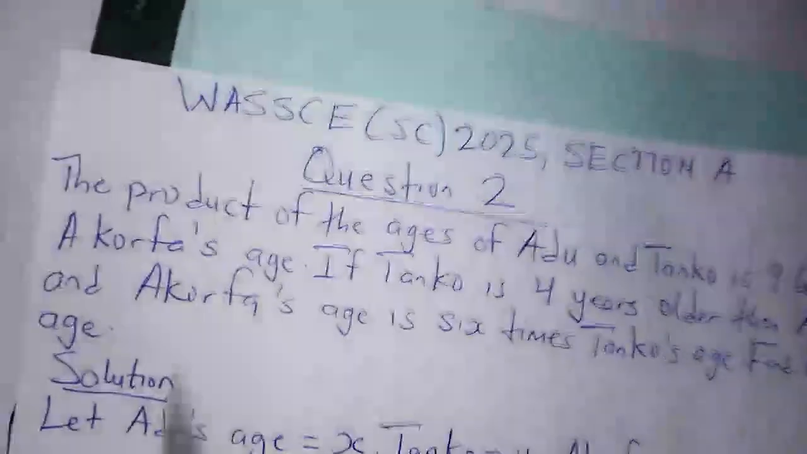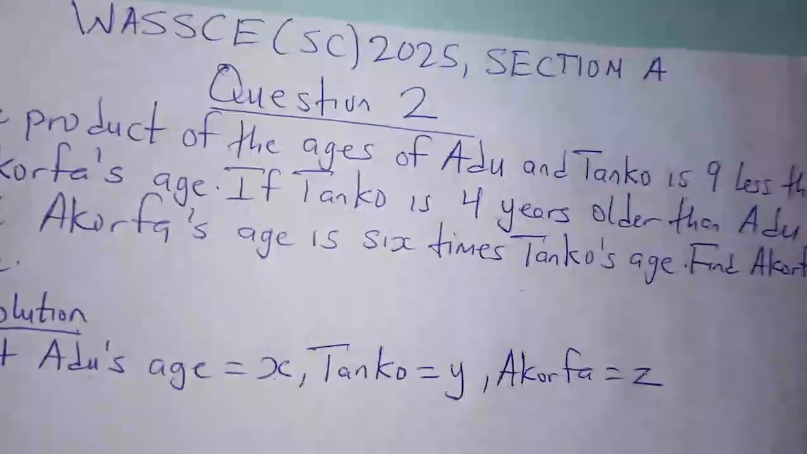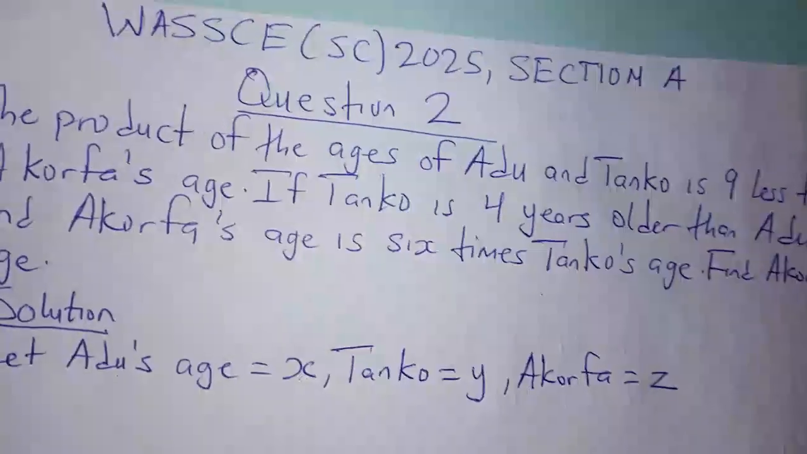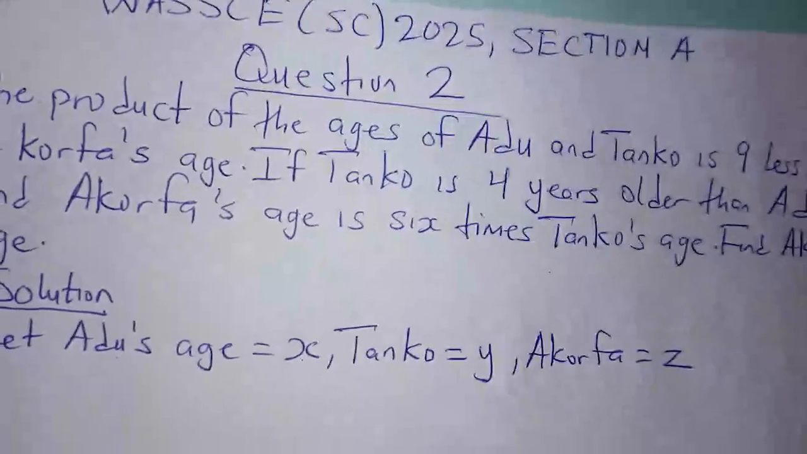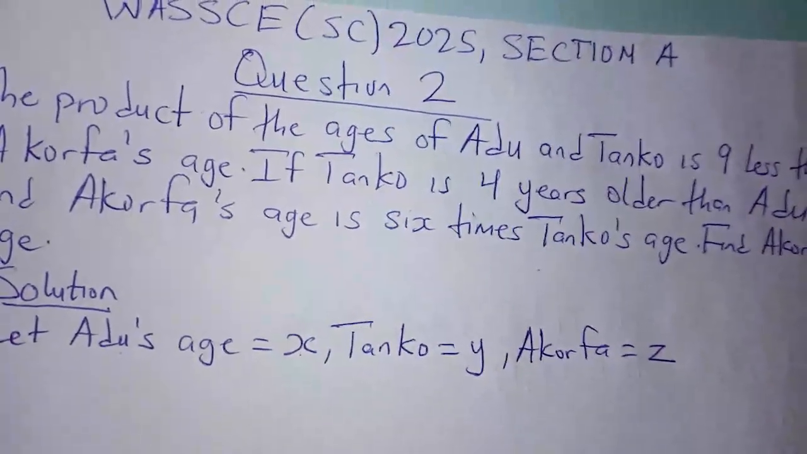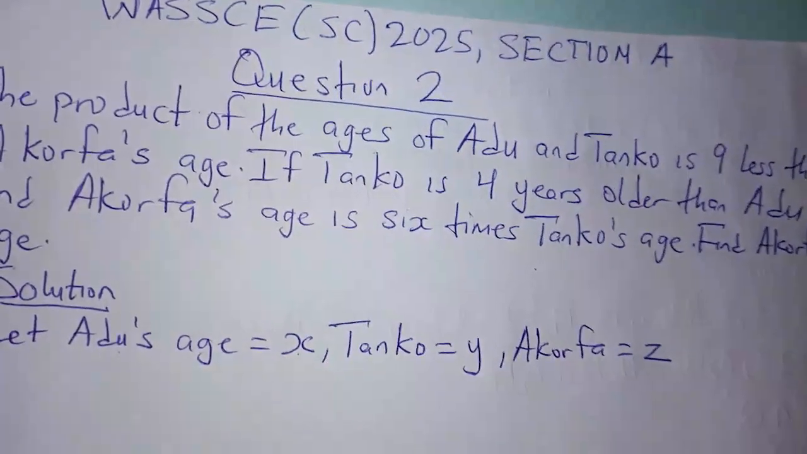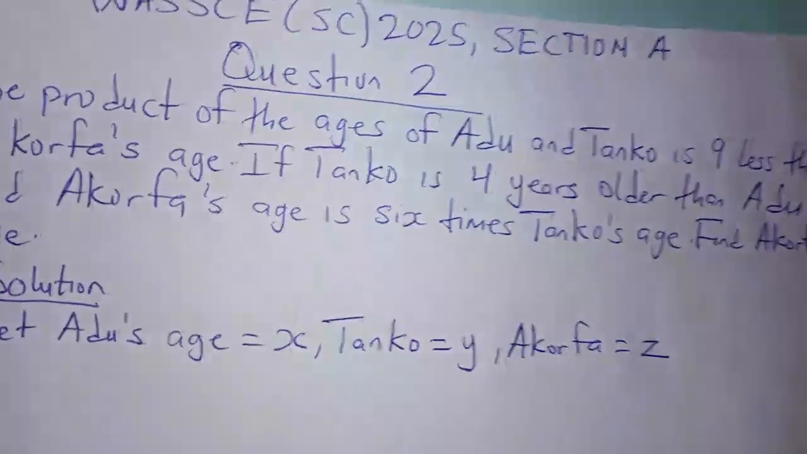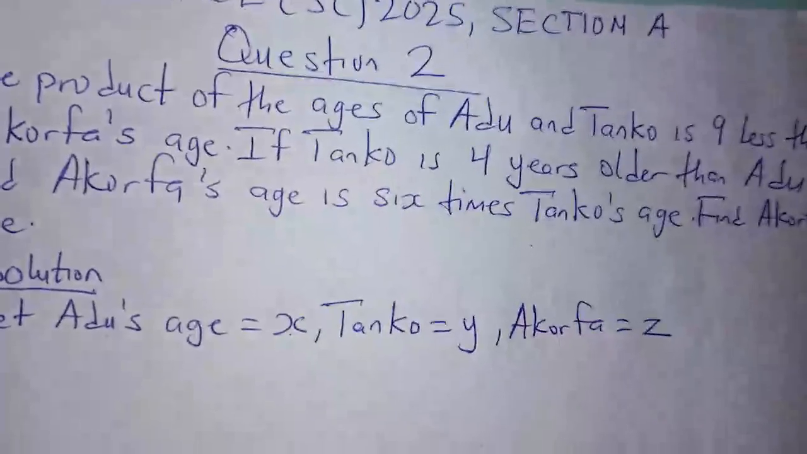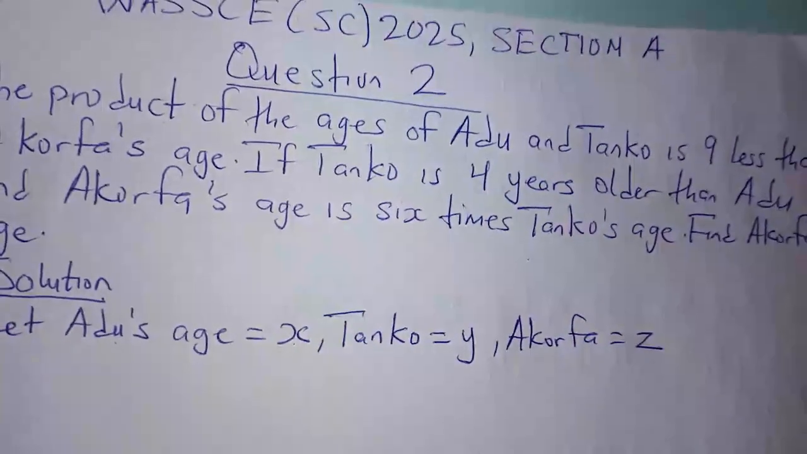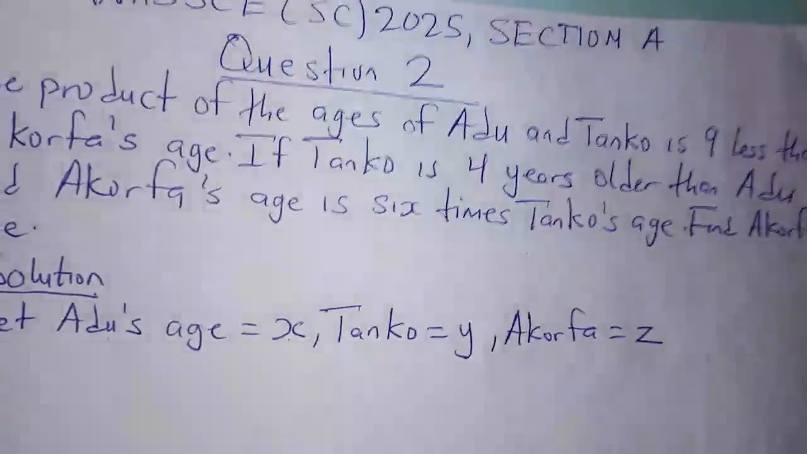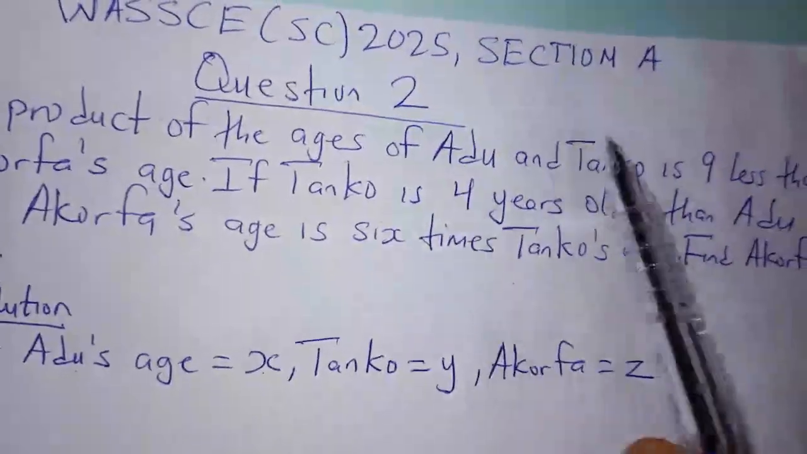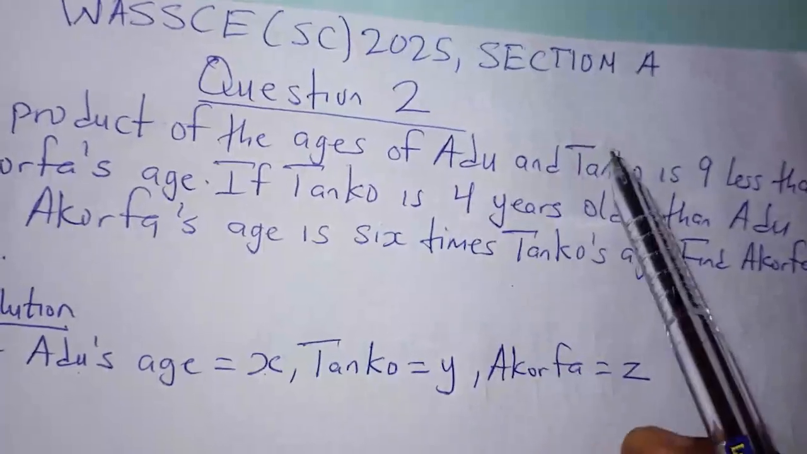Now let's go. They said the product of the ages of Adu and Tanko is 9 less than Akofa's age. Now what do we call product? There are basically four operations in mathematics: addition, subtraction, multiplication, and division. Addition is usually called sum. Subtraction is called difference, while multiplication is called product. So product here means x times y. That's the product of Adu and Tanko's age.